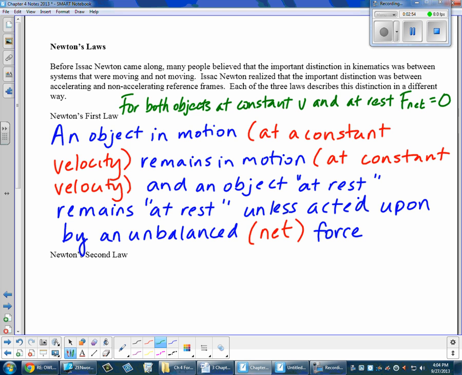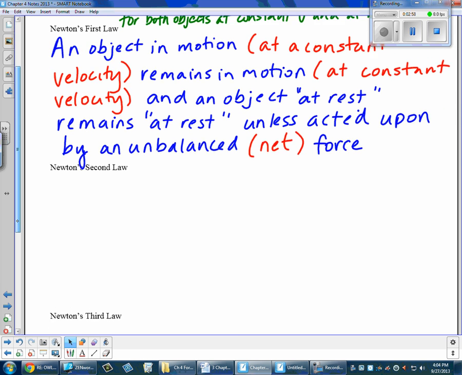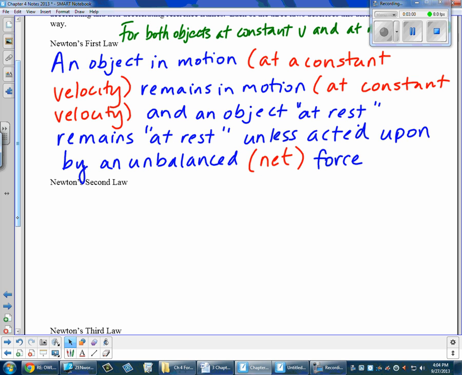Let's take a look at Newton's second law. Newton's second law is a description of what happens when we apply a net force to an object. And essentially, Newton's law says that net force equals mass times acceleration.